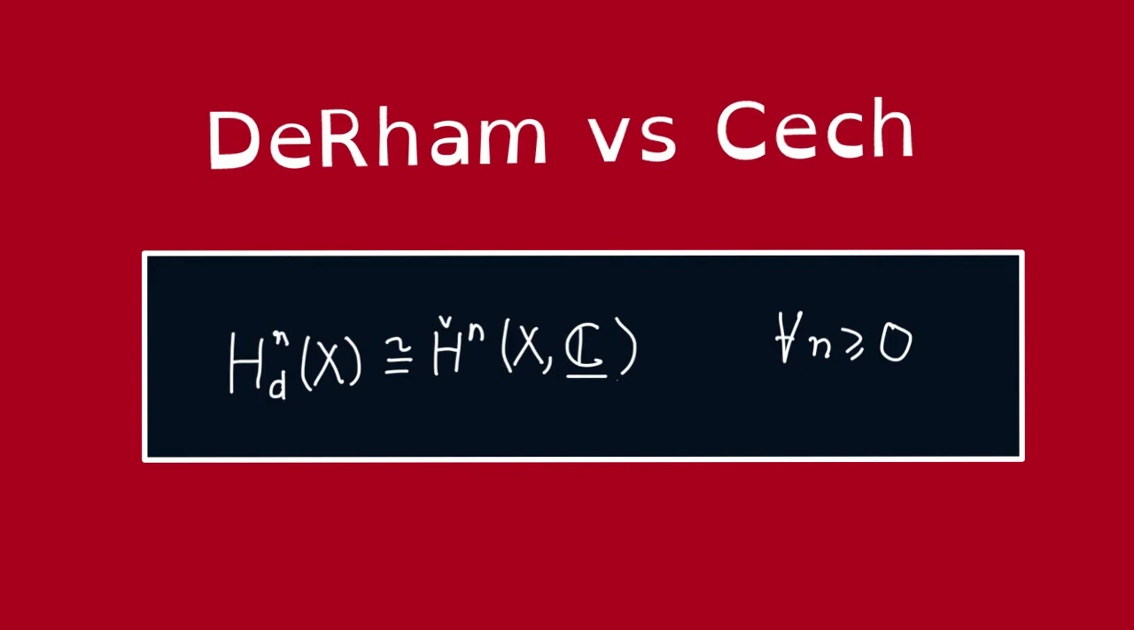So it turns out, for a Riemann surface, the de Rham cohomology groups are just going to be isomorphic to the Čech cohomology groups of the locally constant sheaves. We're going to prove this in this video, but first let's review the de Rham cohomology.